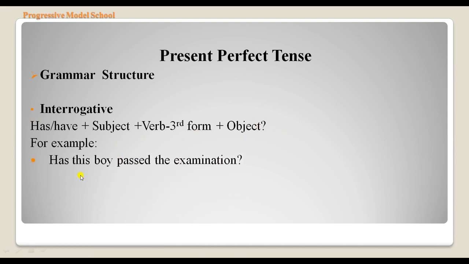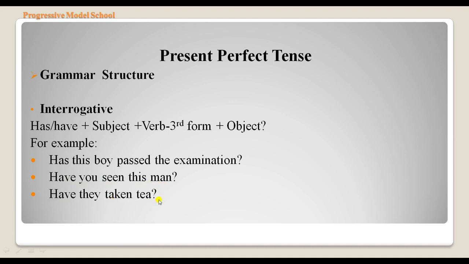and at the end of the sentence we'll put a question mark. For example, has this boy passed the examination? To make it interrogative we use the helping verb has before the boy, that is a third person singular, then the third form of the verb passed, and examination is an object. Have you seen this man? Here we use the helping verb have for the subject you, and we'll write the helping verb at the start of the sentence to make it interrogative, and after that we'll use the third form of the verb, then the object.